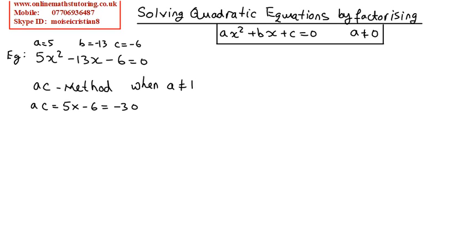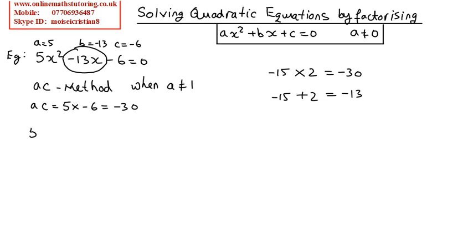Then we've got two things that we need to do now. We need to ask ourselves two questions: two numbers that multiply to get minus 30 and add to get the middle coefficient, which is negative 13. If you use trial and error, you're going to find that the two numbers are minus 15 and 2. One of them has to be negative. So minus 15 plus 2, as you can see, you get minus 13.